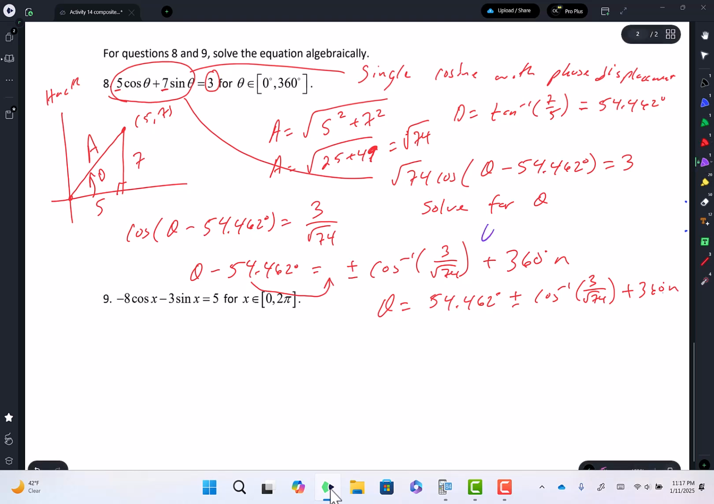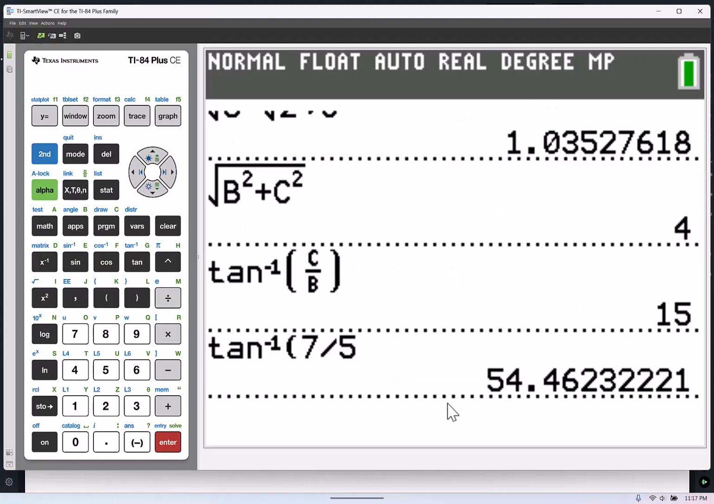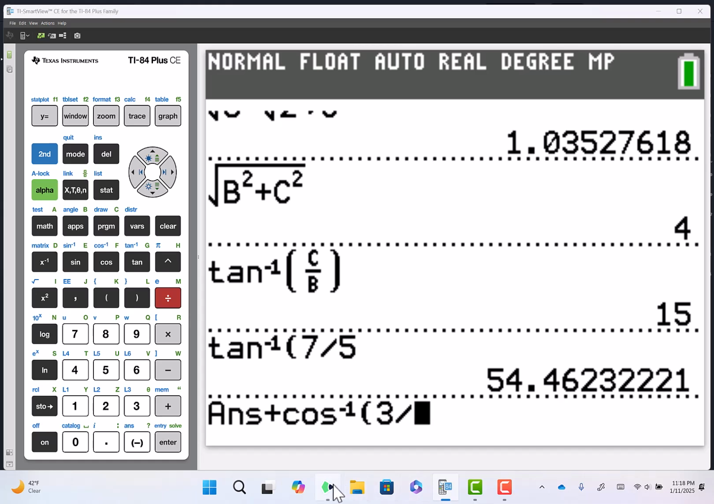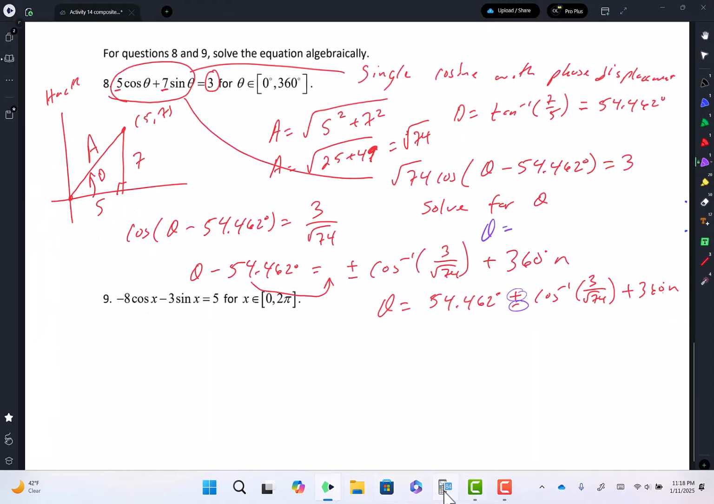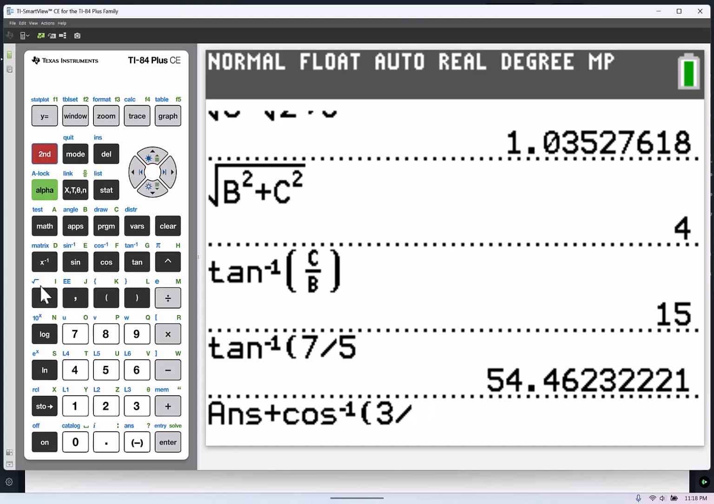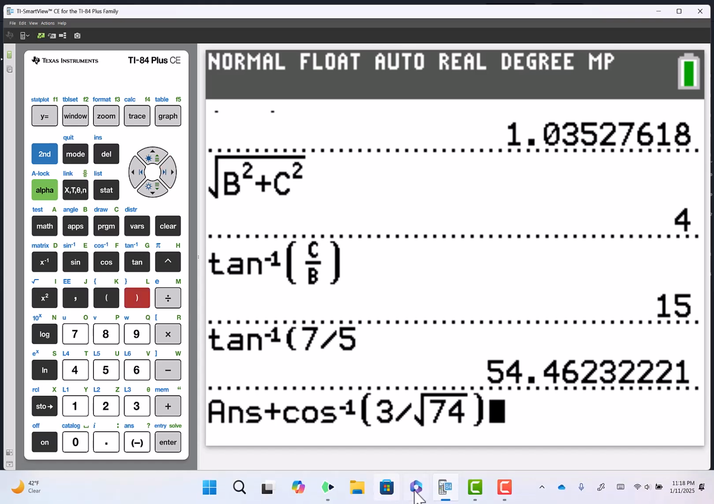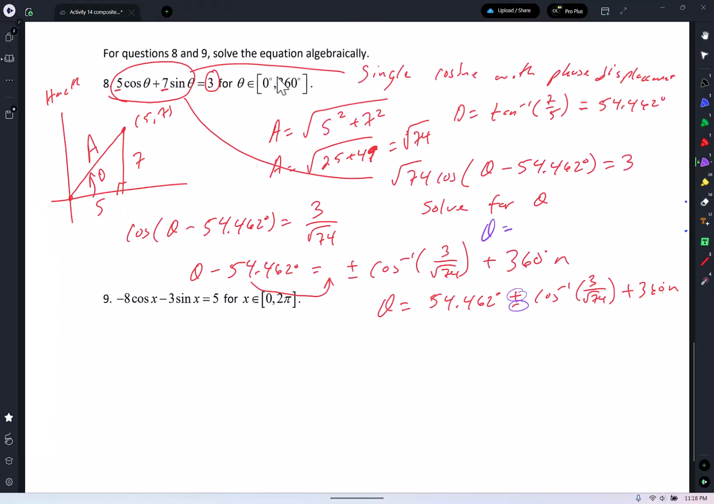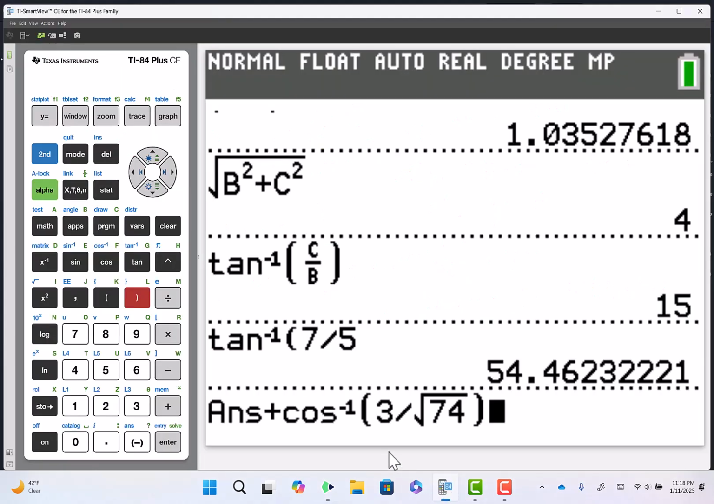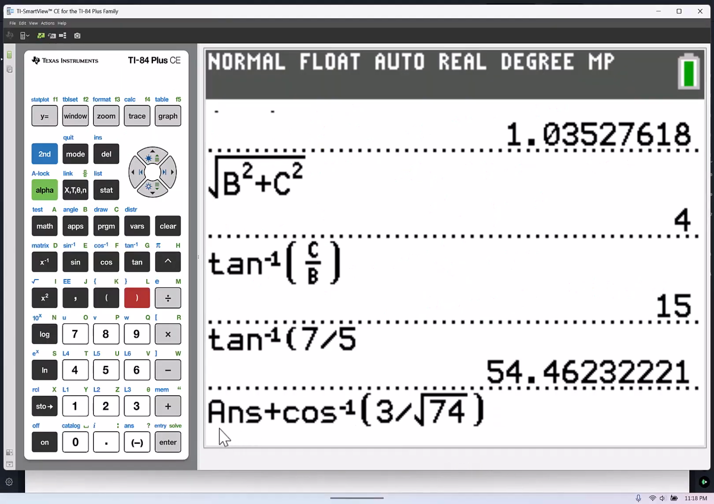I'm going to write my answers right here in the middle. Theta equals, and if you want, you can split this up into two equations, one with the plus, one with the minus. I'm just going to take care of it right here real quick. So I'm going to go plus arc cosine of 3 divided by square root of 74. And I want all my answers. Notice that it says here that I want all my answers between 0 and 360, so I don't have to worry about adding 360 unless it's a negative, but we'll find out right now.